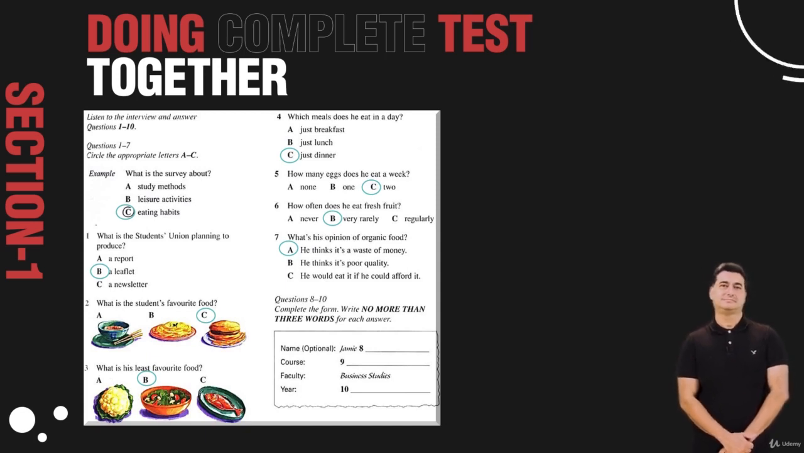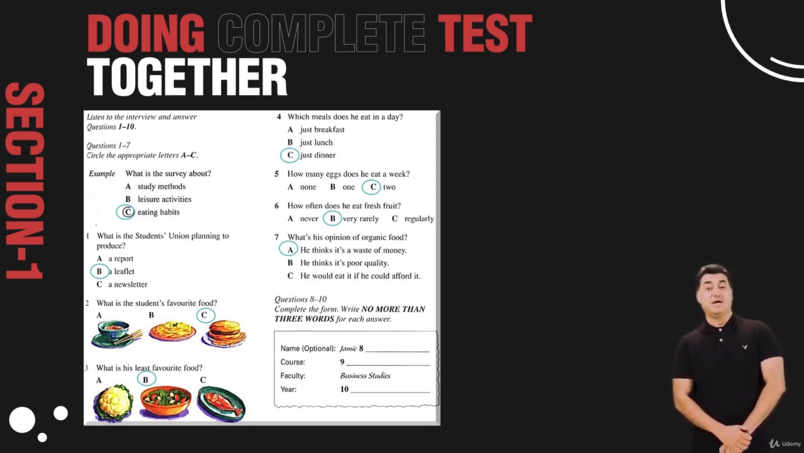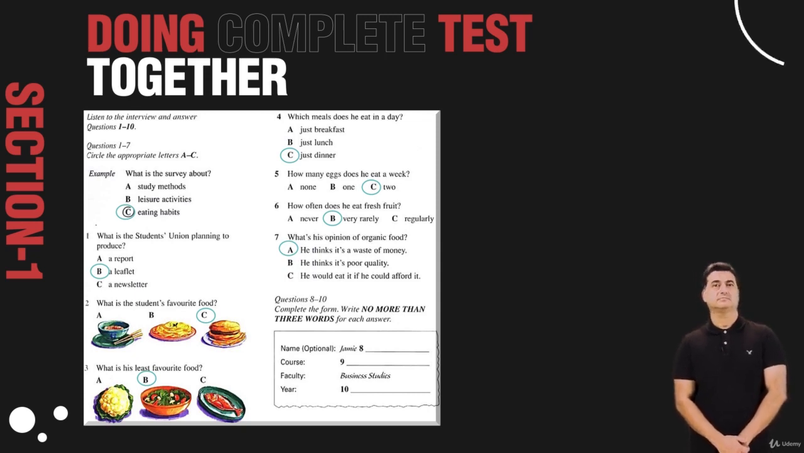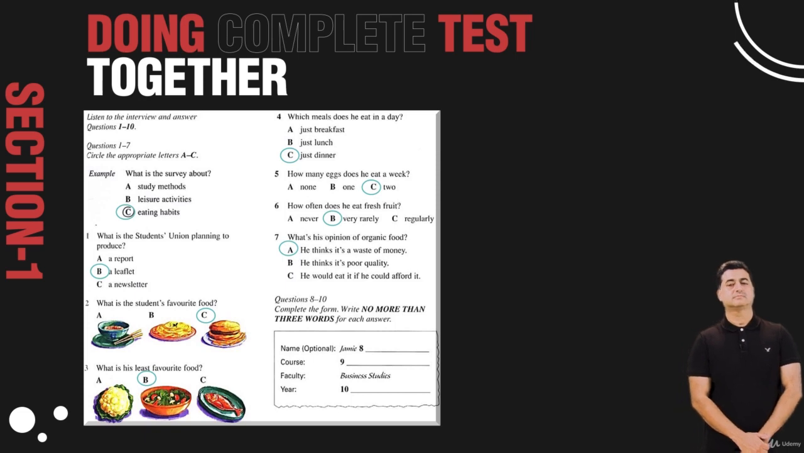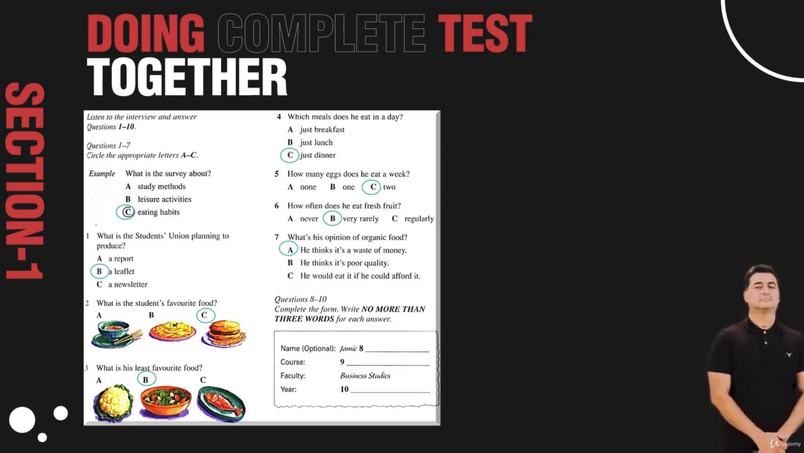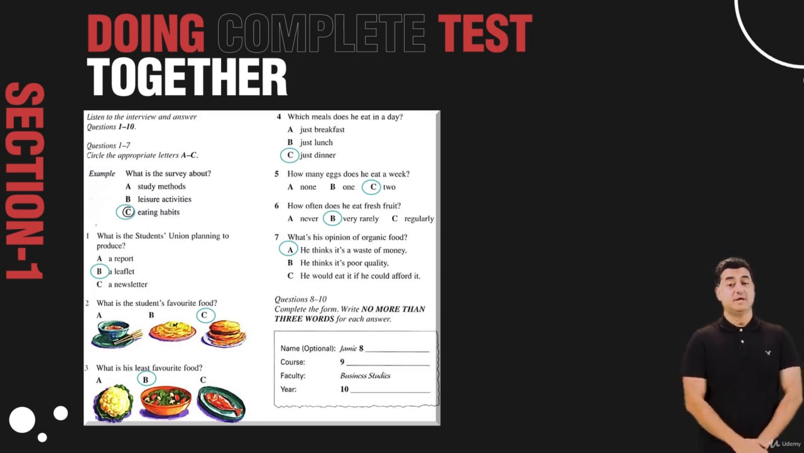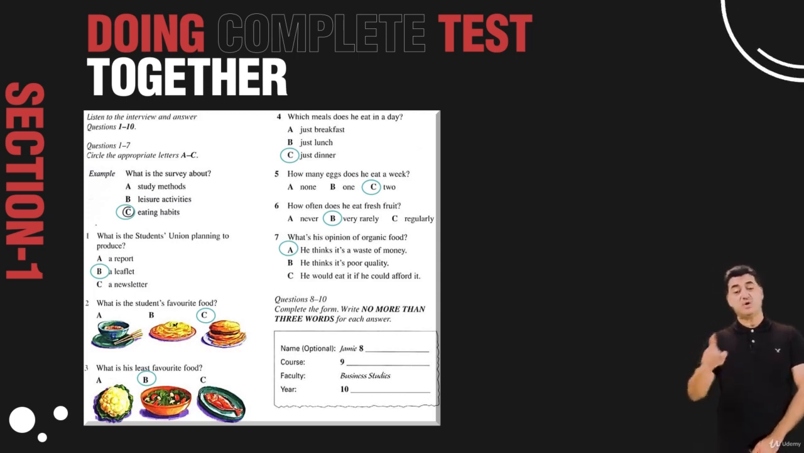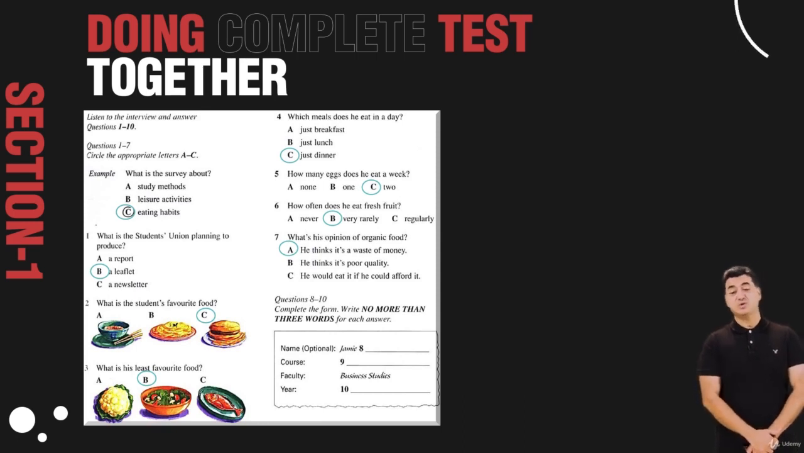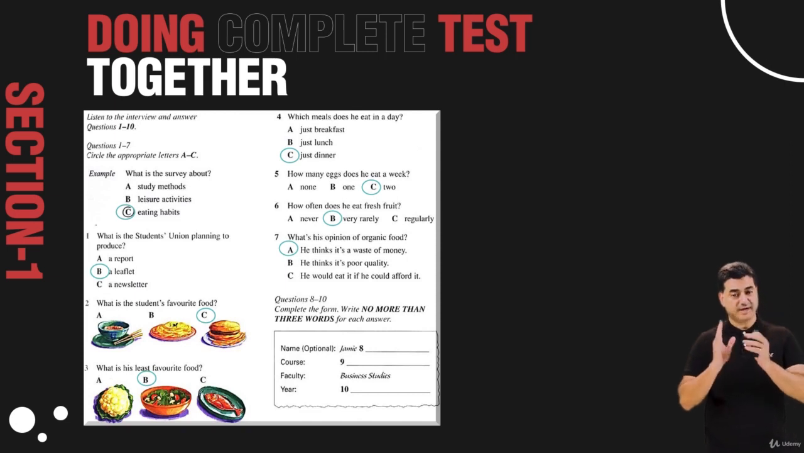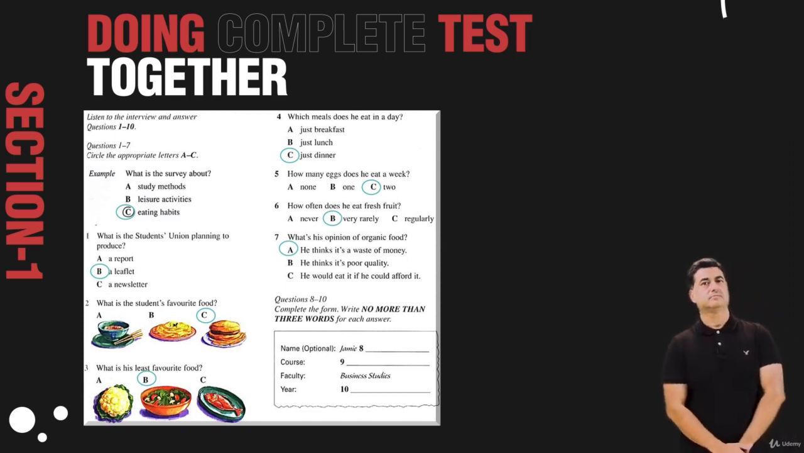The interviewer asks the student for some details about himself. Look at questions 8 to 10. No more than 3 words, remember? So name, Jamie, now you have to add his family name. And which course is he in? And which year is he in? Now listen to their conversation, and you need to focus to find the answers to questions 8 to 10. Write no more than 3 words for each answer.